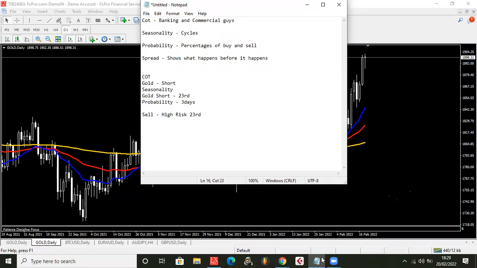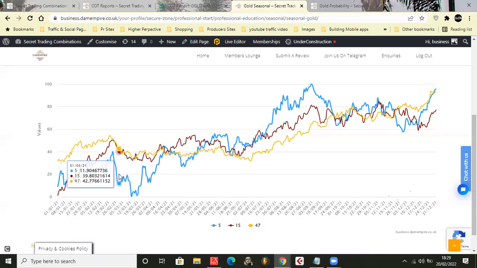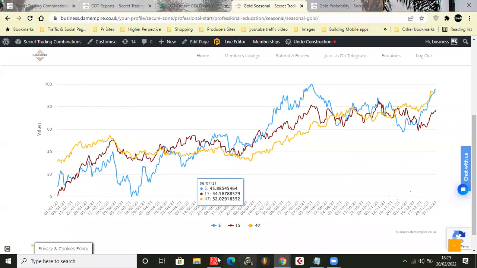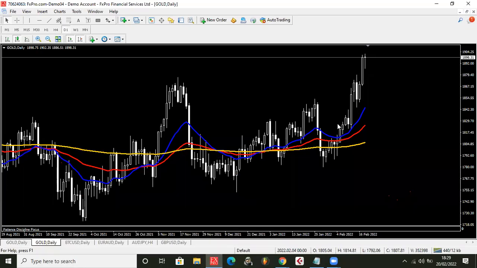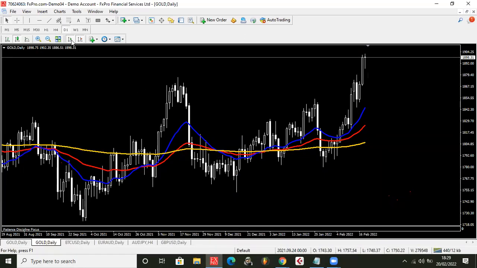So we're going to sell gold, high risk, and we're selling on the 23rd. We sell on the 23rd, and we're going to exit on the 2nd. Exit 2nd, that's our exit, 2nd of March. So what we expect to happen in this market is this. We expect gold to start dropping on Wednesday.